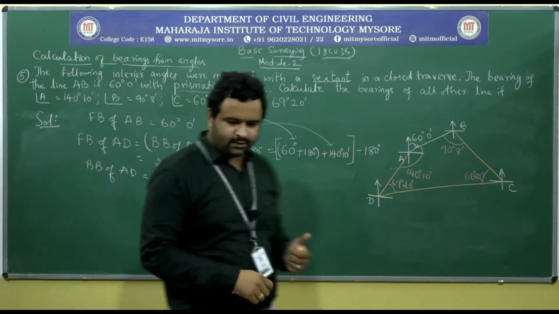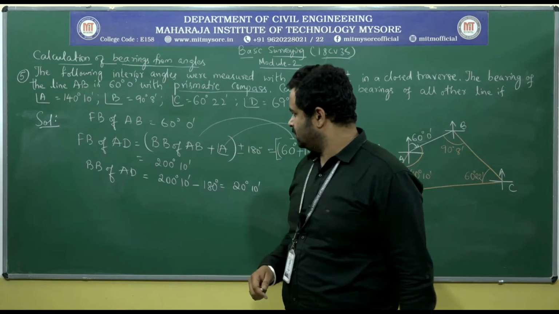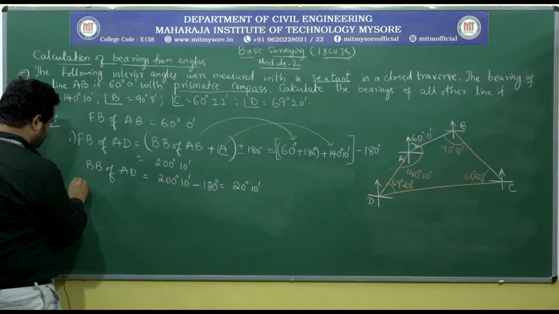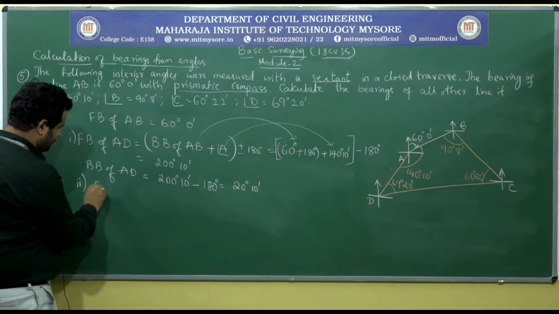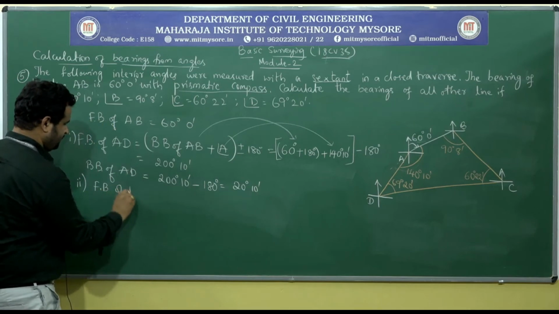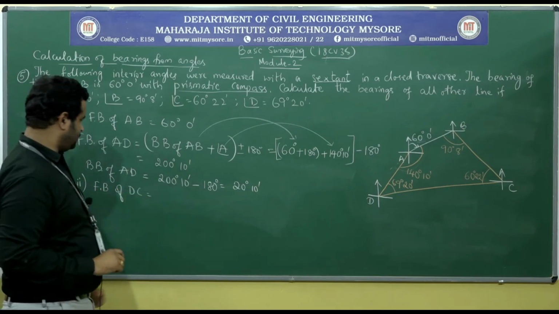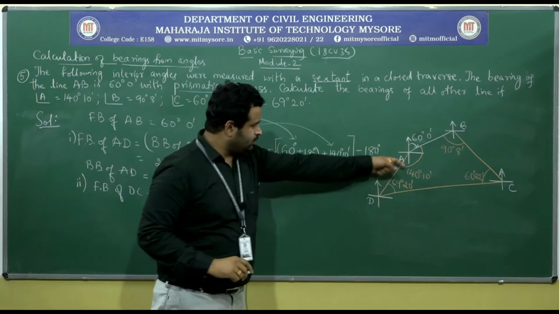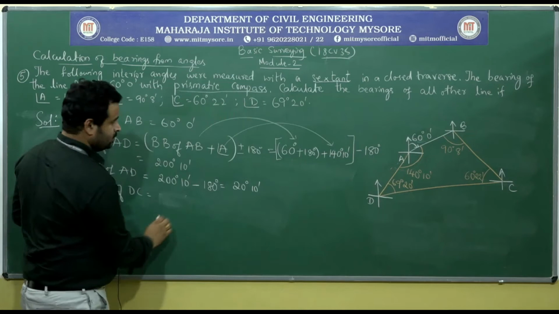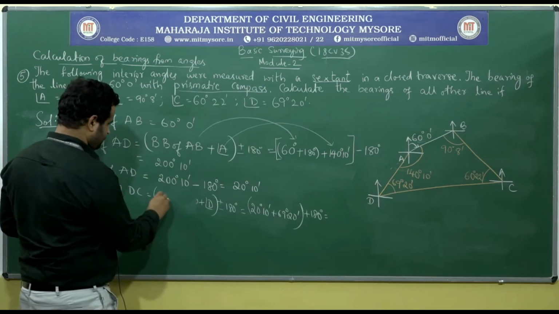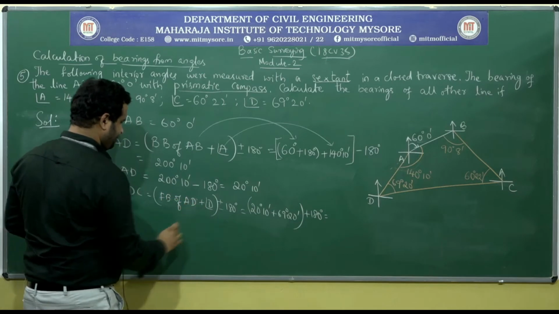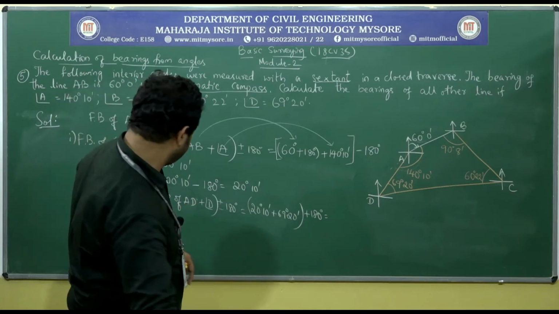Fine. Next, what shall we calculate? Forebearing of the line DC. So this is the first point. Second one, let us calculate: forebearing of DC is equal to bearing of the previous line. Now do we know the bearing of the previous line? Yes, the bearing of the previous line is AD. Forebearing of AD plus angle D.